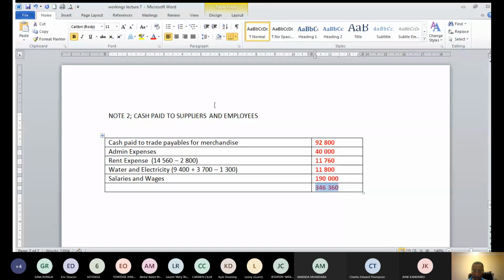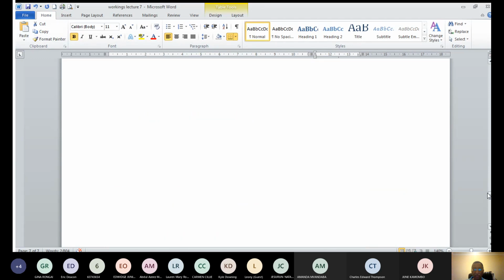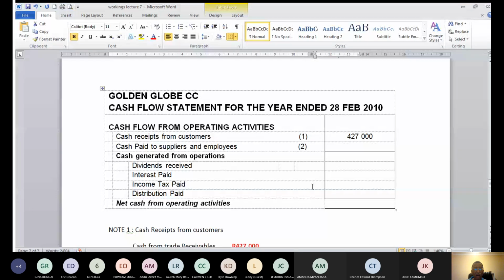I will take that now over to my cash flow statement. And in my cash flow statement, I will now have the cash paid to suppliers and employees, the amount of 346,360. I have calculated my cash receipts from customers already. So my cash generated from operations is the amount of 80,640, which is note number 1 minus note number 2.